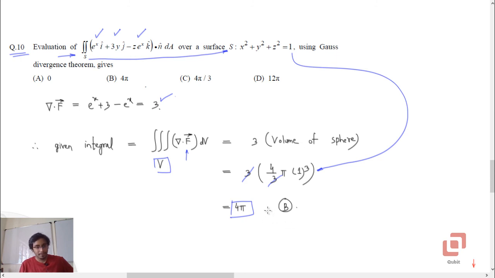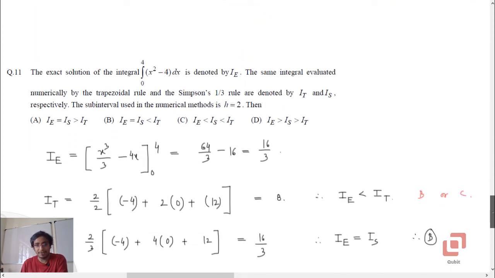So B. Now some of these 2 marks questions are very simple, very easy when you compare them with the other questions from XE. So that is question 10.